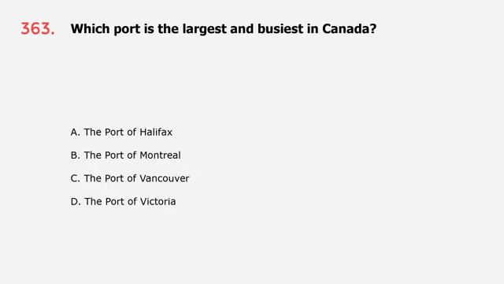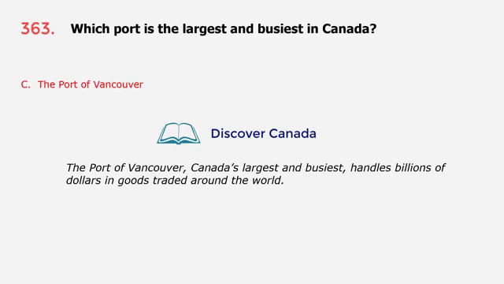Question 363. Which port is the largest and busiest in Canada? A, the Port of Halifax. B, the Port of Montreal. C, the Port of Vancouver. D, the Port of Victoria. The answer is C, the Port of Vancouver.